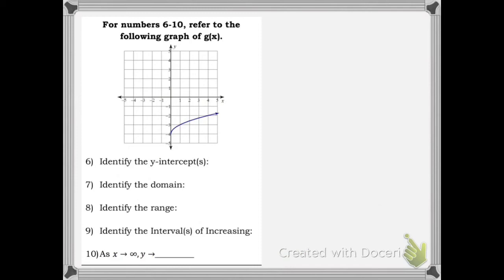To questions 6, 7, 8, and 9, as well as 10. We've got here, and you should recognize it as a square root x function. Not that that matters at the moment, but it is a square root function. So now we're going to talk about the y-intercept of this function.